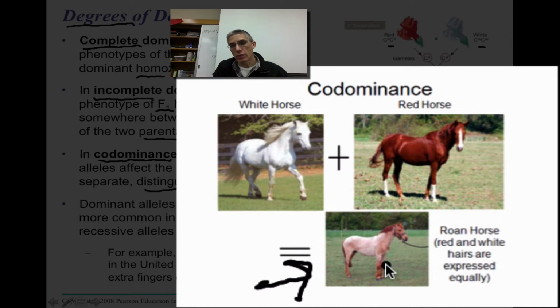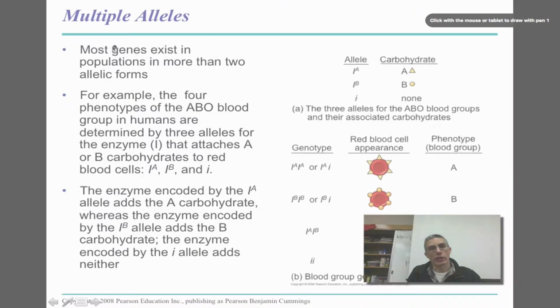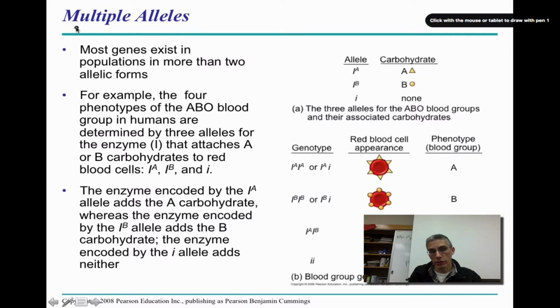Now, what makes this one different is that if you look really closely at the hairs on this horse, the fur of this horse, you're going to notice that you actually have individual white hairs and individual red hairs. So they're both being represented in the same animal. That's different from incomplete dominance because that is considered an in-between. This does not have separate red pigment and white pigment making up this color. But down here at the bottom with this roan horse, you can see both dominant characteristics being represented in the same animal.